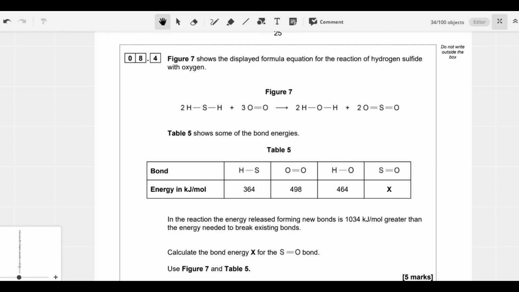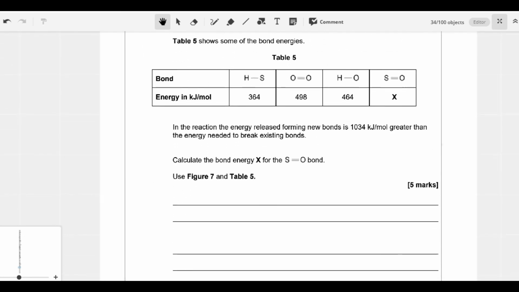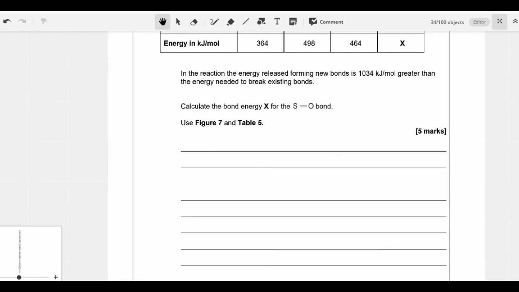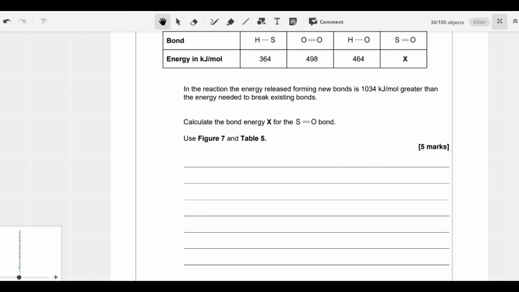So 2H2S plus 3O2 gives 2 moles of water molecule and 2 moles of SO2. Here the bond energies are given. In the reaction, the energy released from the new bonds is 1034 greater than the energy needed to break the existing bonds. Calculate the bond energy X for the S=O bond. Okay, here you need to find out the sulfur oxygen bond energy.